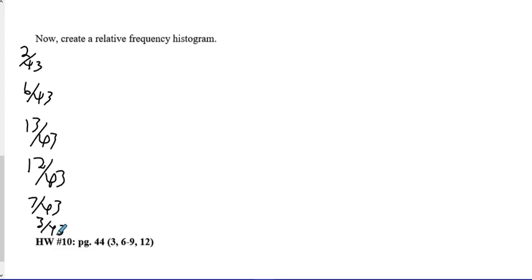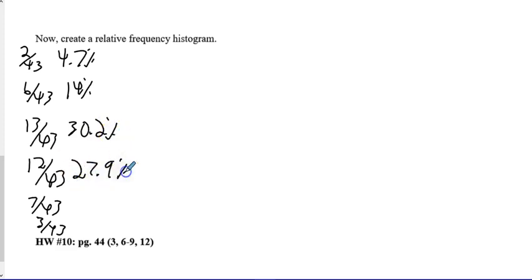2 divided by 43 is about 4.7%. 6 is about 14%. 13 is about 30.2%. 12 is 27.9%. 7 is 16.3%. And 3 is 7%, it's like 6.99.